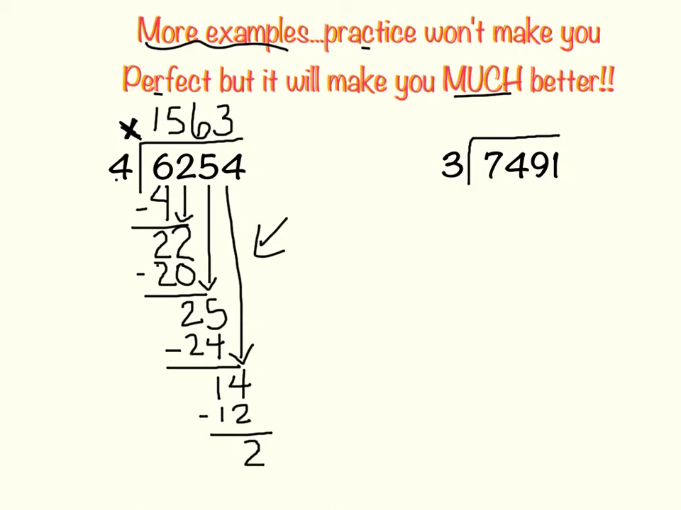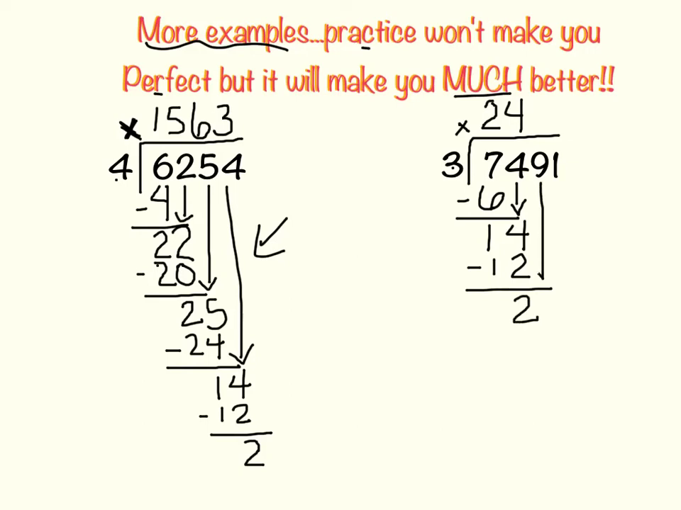The next example, 7,491 divided by 3. 3 goes into 7, or how many groups of 3 are in 7? 2. 2 times 3 is 6. Subtract. 7 minus 6 is 1. Bring down 4. 3 goes into 14 4 times. 4 times 3 is 12. Subtract. 4 minus 2 is 2.